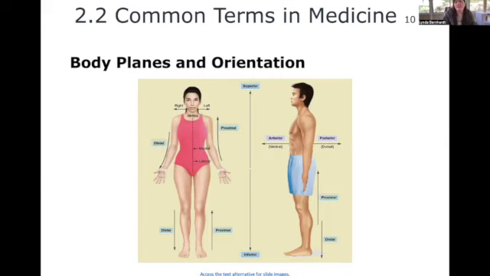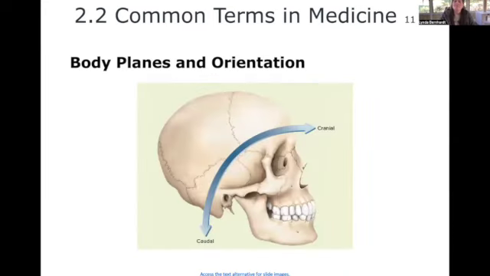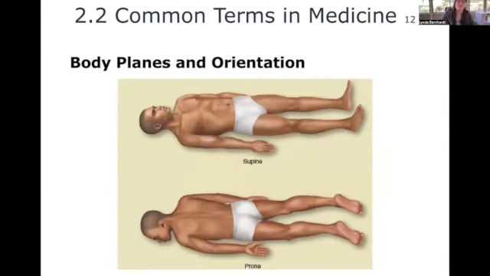Anterior versus posterior. So anterior is the front, posterior is the back, this kind of stuff. So knowing the parts of the skull, which is why those of you who have taken anatomy and physiology 1 and 2 are going to have an easier time with some of this.